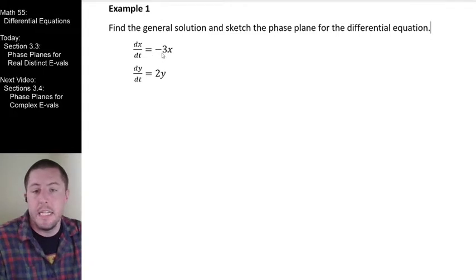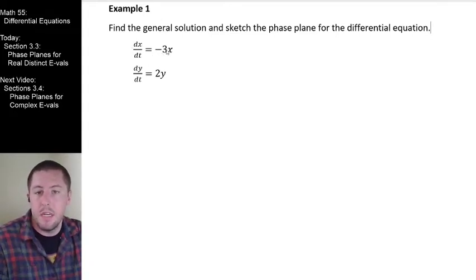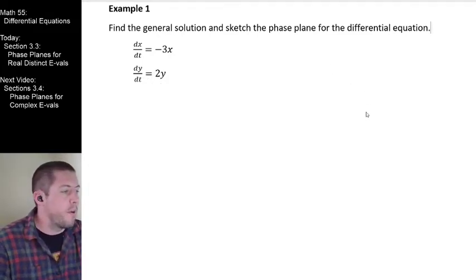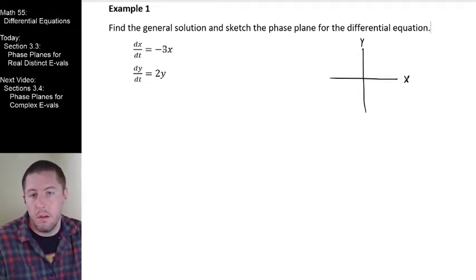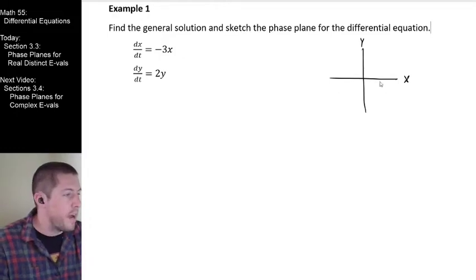Notice that this is a fully decoupled system. The dx/dt equation depends only on x. The dy/dt equation depends only on y. So what that means is that if I want to draw this phase plane right away, what I know is going on is that on my x-axis and on my y-axis, I can tell that my x solution should be decaying. If x is positive, it gets smaller. If x is negative, it gets bigger. So I know that on my x-axis, I've got my arrows pointing in.